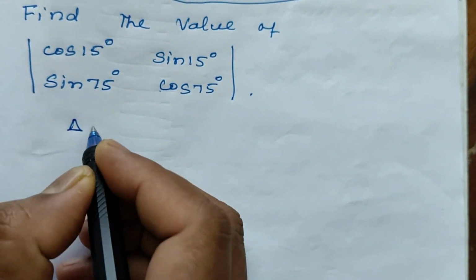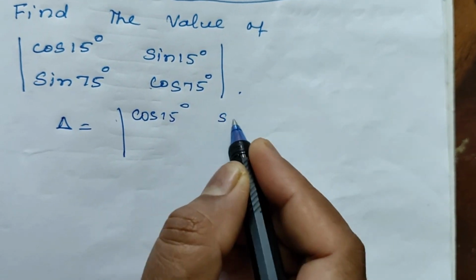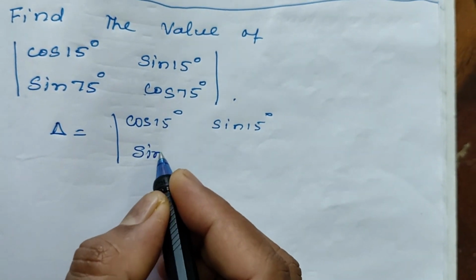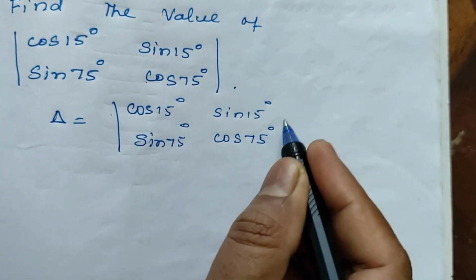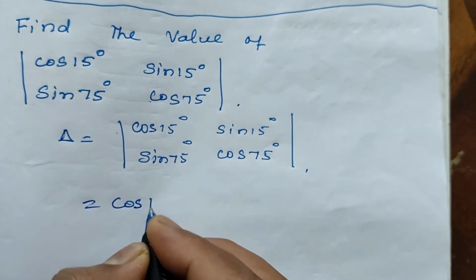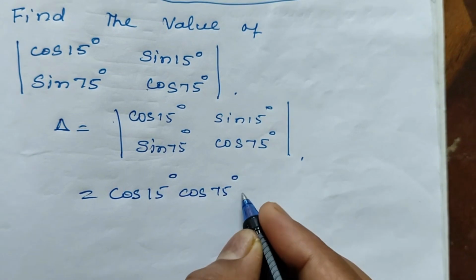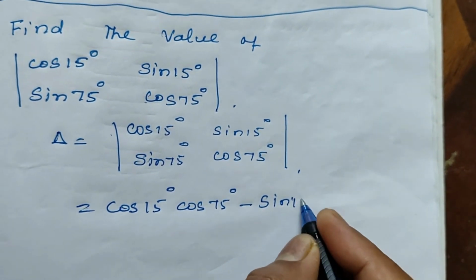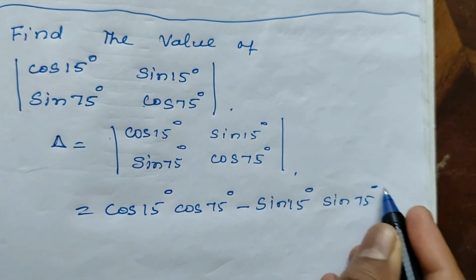That is, you have to take it as delta. That is cos 15 degree, sin 15 degree, sin 75 degree, cos 75 degree. So multiplying cos 15 degree, cos 75 degree minus sin 15 degree, sin 75 degree.